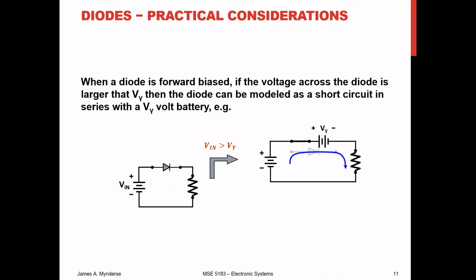Alternatively, if we're operating in the reverse bias region, where we expect it to act as an open circuit, then it's just open and no current flows. So when you have a diode, expect to see a small voltage drop across it and either a short circuit or an open circuit.